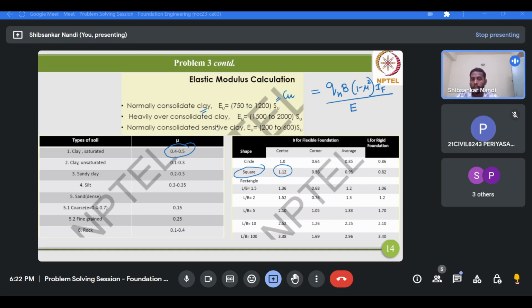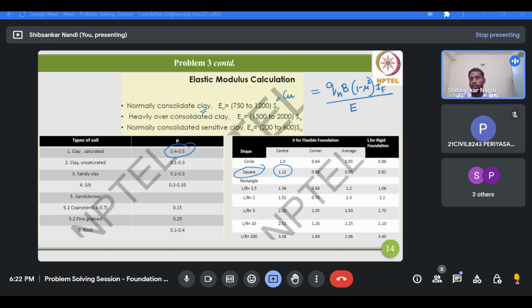Now for calculating that value, you have to gather all this information on your own. No one is going to provide you this information. Again, the geotechnical investigation report will be with you, so by going through that report, you can obtain this information.